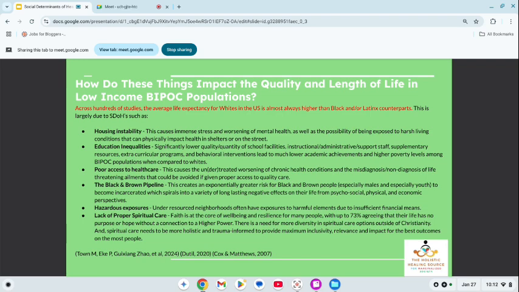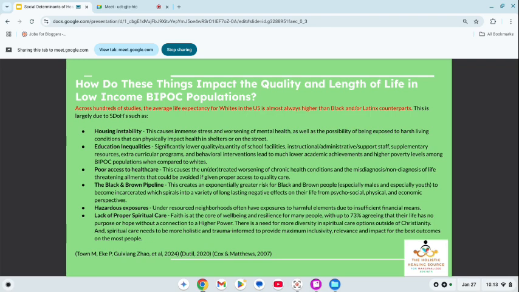Poor access to health care. This causes the undertreated or untreated worsening of chronic health conditions and the misdiagnosis or non-diagnosis of life-threatening ailments that could be avoided if given proper access to quality care.